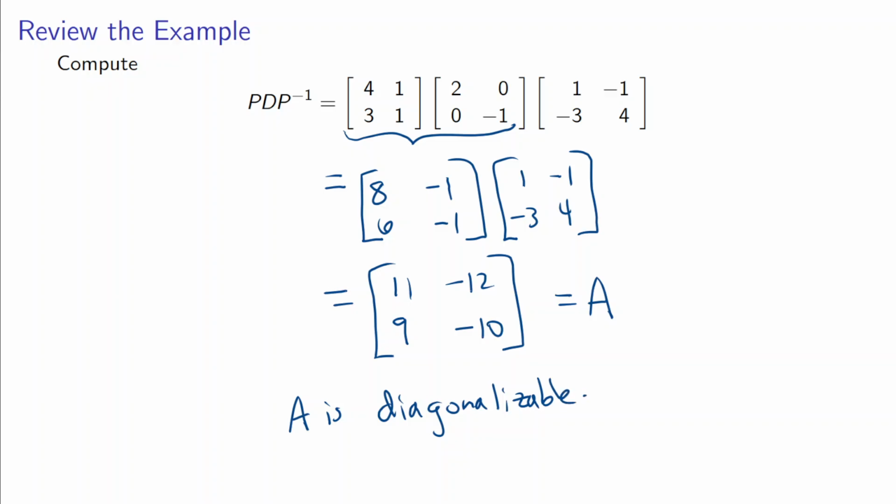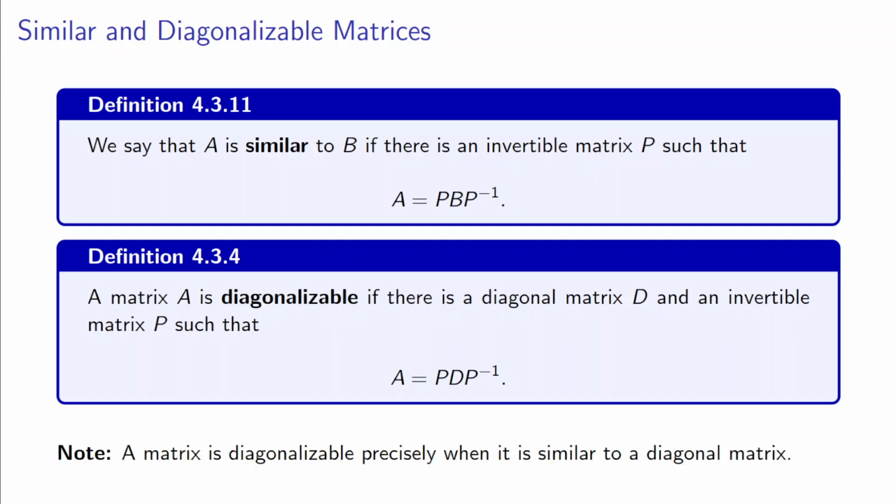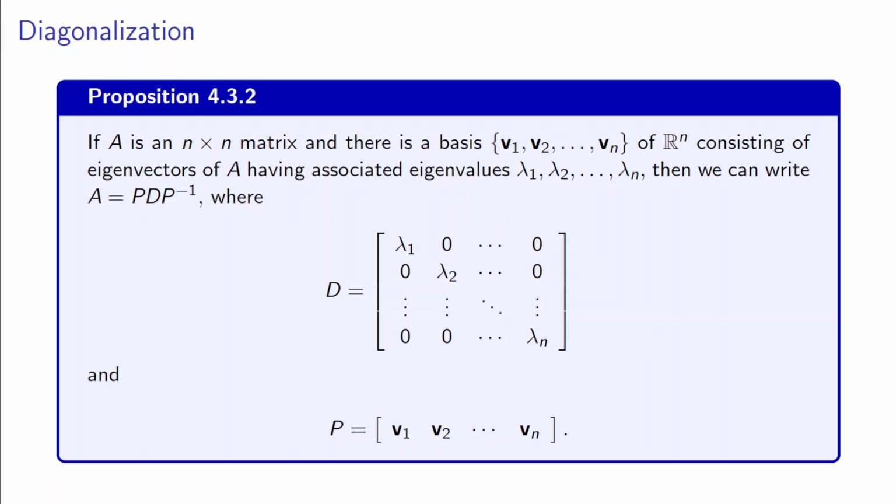The specific construction of P D P inverse is going to be important as well, not just the fact that A is diagonalizable, but we'll see that construction in a second. Note here that a matrix is diagonalizable precisely when it is similar to a diagonal matrix. So this idea of being similar to a matrix is a useful definition in its own right, but in this class, at least for now, we'll usually use it in the context of when a matrix is diagonalizable.